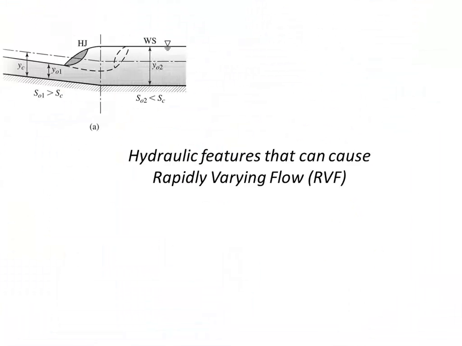Let's take a look at a couple of types of situations that can induce this rapidly varying flow. In this first example, you'll notice that there are two slopes. One of the slopes is greater than the critical slope, and one is less than the critical slope. The critical slope is the slope that causes critical flow.